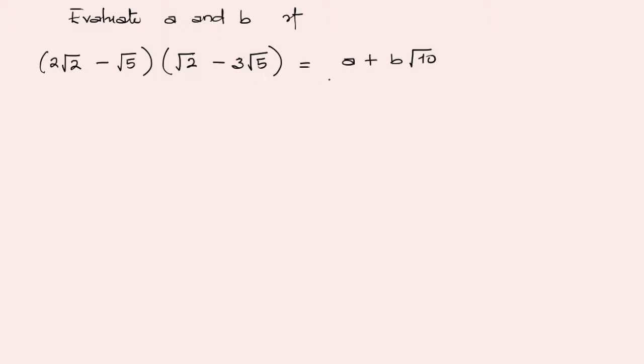So we're asked to evaluate a and b if 2 root 2 minus root 5 multiplied by root 2 minus 3 root 5 is equal to a plus b root 10. So we're supposed to solve this expression until we get an expression that is similar to this, and then we can evaluate a and b.